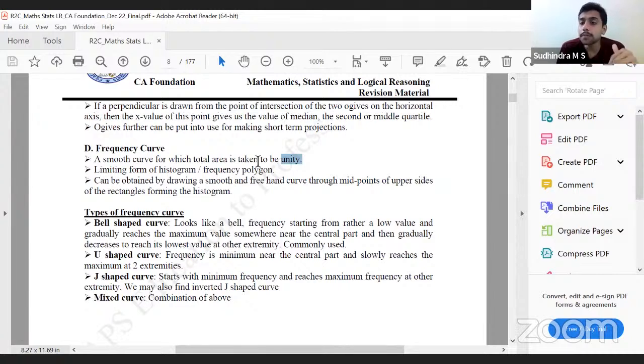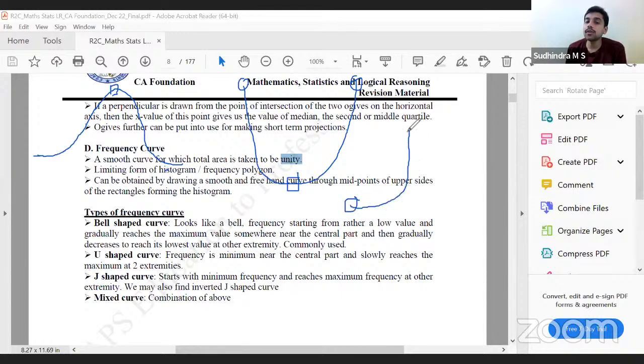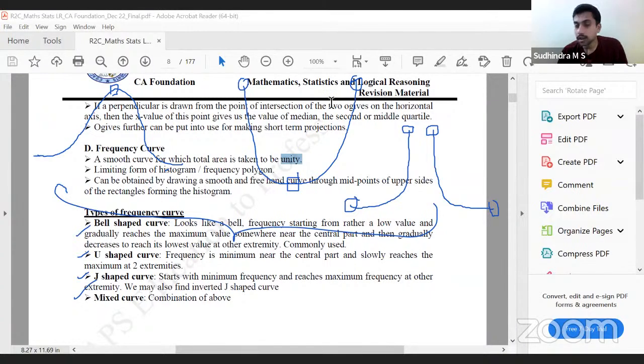Right? We have different types of frequency curve, 4 types. Bell-shaped curve, it will be in the form of a bell. So the observations are maximum at the middle and minimum at the two extremes. U-shaped curve, observation is minimum at the middle, maximum at the two extremes. J-shaped curve starts with the minimum value, ends up with the maximum value. Inverted J-shaped curve starts with the maximum value, ends with the minimum value. Mixed curve can have any of the above characteristics in combination. Right? These are the different types of frequency curve. Everyone understood? Yes, sir.